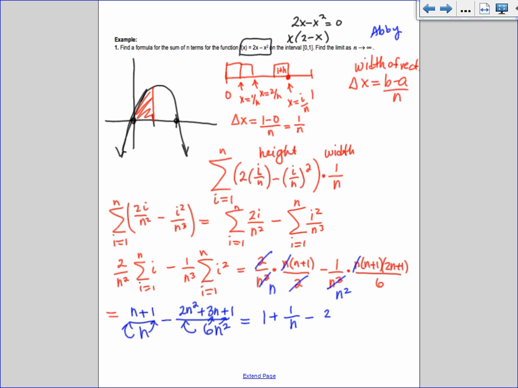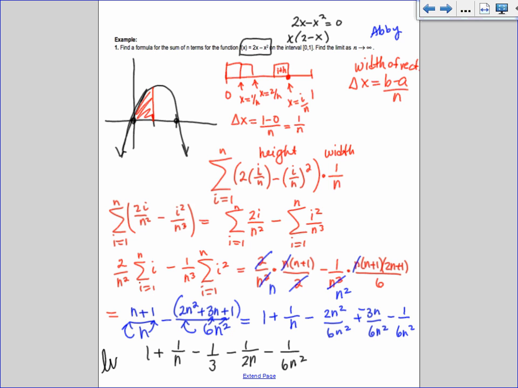Okay, so I have 2n squared over 6n squared, which reduces out to 1/3, plus, actually a minus 3n over 6n squared because I'm distributing the negative, and then a minus 1 over 6n squared. So I'm going to have 1 plus 1 over n minus 1/3 minus 1 over 2n minus 1 over 6n squared. Did you guys get anything like that?